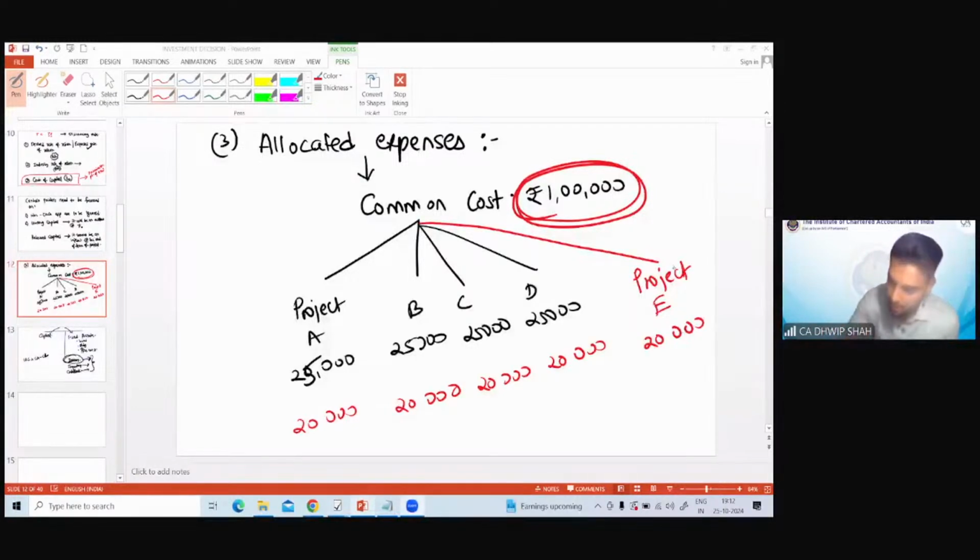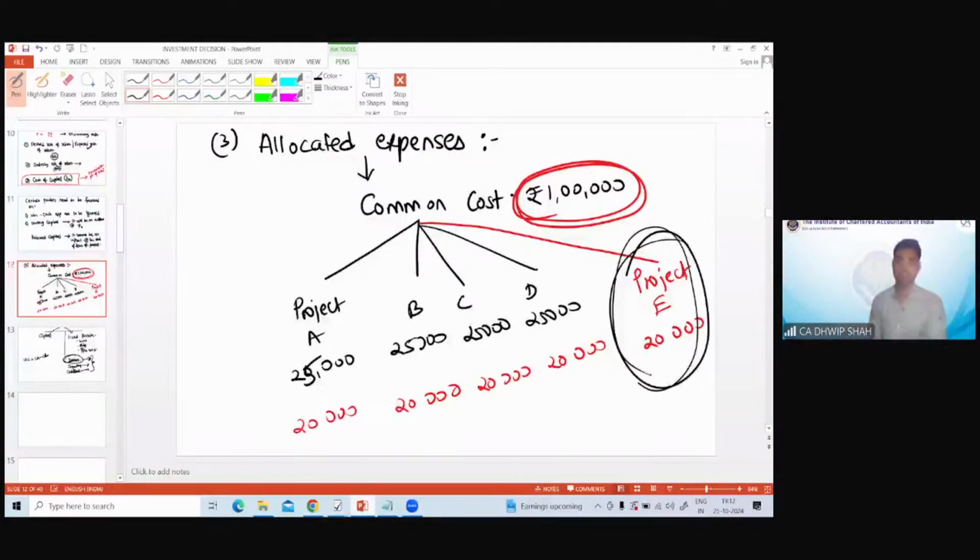But by taking this new project, is there any increase in common cost? Just the apportionment is different. But is there any increase in common cost, or is there any increase in allocated expense from the overall company's perspective? No. So can I say, since by investing in this project, there is no such increase in common cost, this allocated expense is also to be ignored.